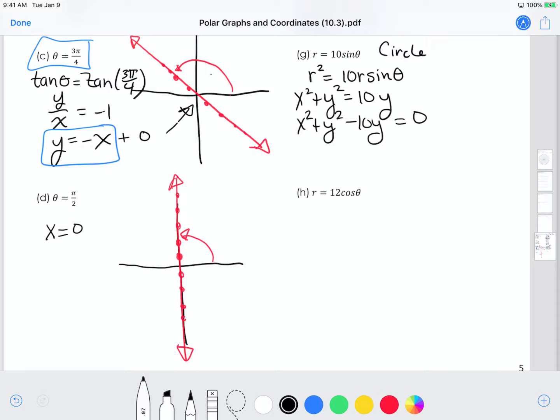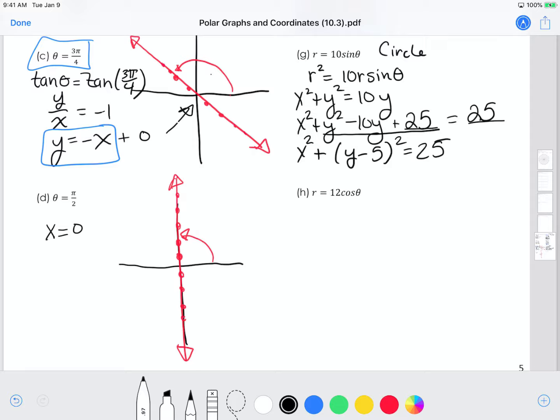Let me move this 0 over a little bit so I can leave a blank on both sides since we're going to complete the square. So I take half of 10, which is 5, and square it. So I add a 25 here, but what I do to one side, I have to do to the other. So I add a 25 on the right-hand side as well. That way I keep my equation balanced. And now I have x squared plus, and I can factor this as a perfect square, so that would be y minus 5 squared is equal to 25.